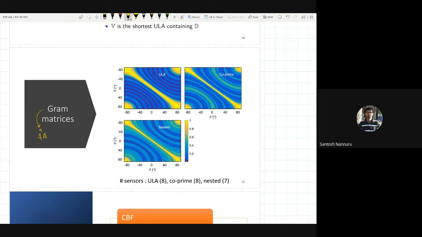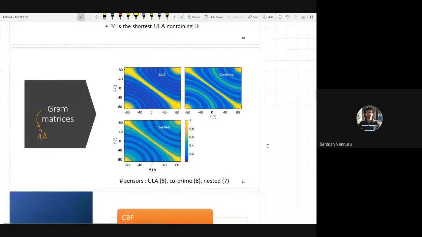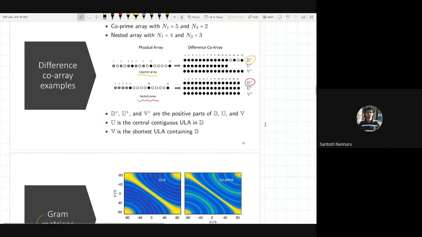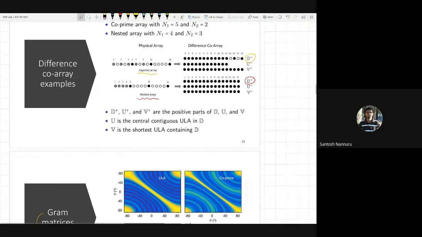So this, both axes are angle versus angle, and this is basically the correlation between various steering vectors. That's what a Gram matrix is. You find the correlation between each combination of steering vectors and plot them. So what happens is, compared to ULA, co-prime and nested arrays have a much larger aperture, right? Aperture means the distance between the first and the last sensor. The larger the aperture, the higher the resolution. So that is reflected in this Gram matrix.